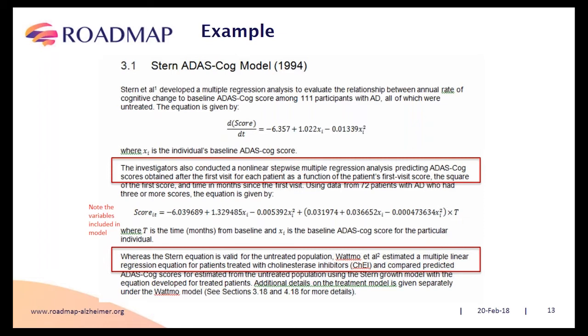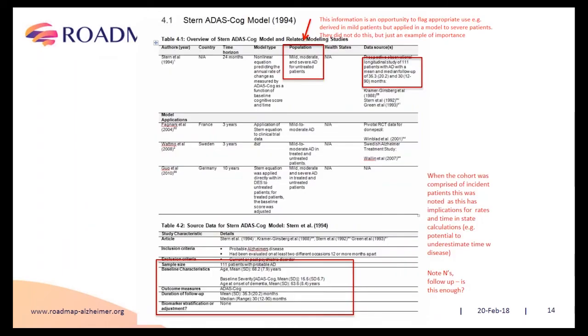And so that was the descriptive overview of the model, but what we also did in this report is extract key details from the papers. So, for example, to this point, who's the population that this was derived in? Mild, moderate, and severe AD for untreated patients. I've seen examples of people deriving regression equations, let's say for the mild AD population, but then they want it to be used across the spectrum of disease.